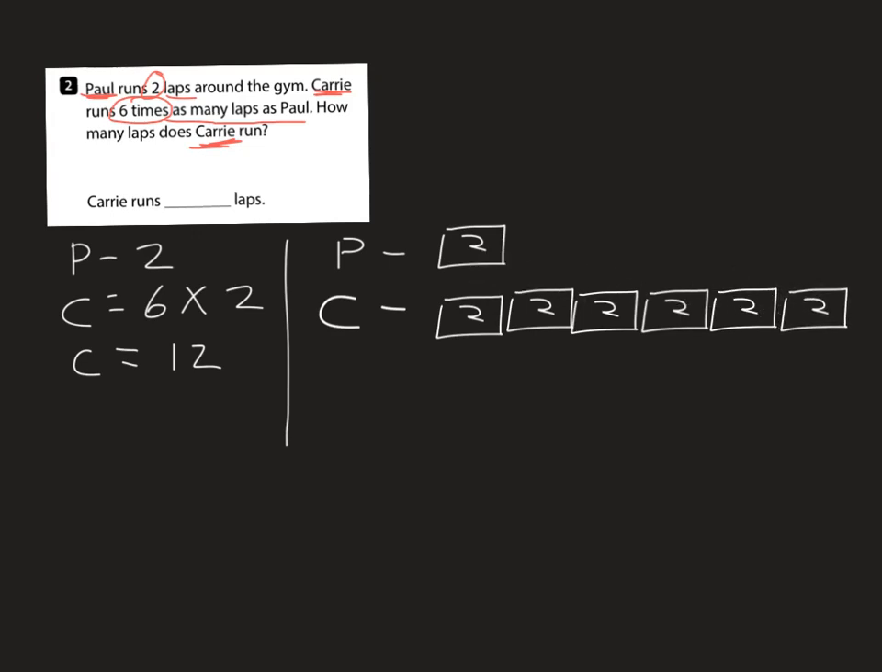All right, so we can see in our bar model that we have 1, 2, 3, 4, 5, 6. So Carrie does 6 times as many as Paul. So do your multiples of 2, 6 times, or you can just do 2 plus 2 plus 2 plus 2 plus 2 plus 2. And then we will get Carrie equals 12 laps. So we'll go ahead and fill in our sentence up here. Carrie runs 12 laps.